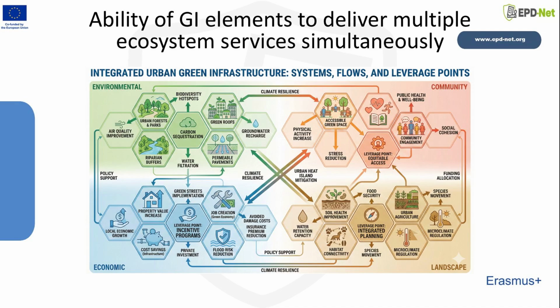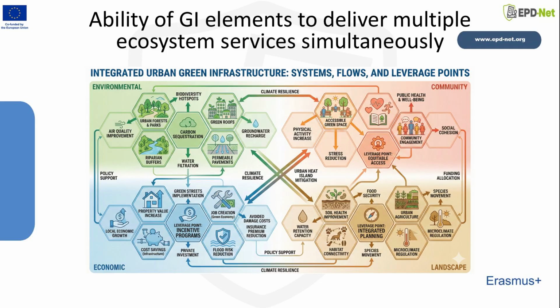This diagram illustrates how green and gray infrastructure function as interconnected subsystems within the urban landscape, linking environmental, community, economic and landscape dimensions. Whittam, in American Planning Association, 2016. The hexagonal structure highlights multiple elements, such as parks, trees, riparian buffers, storm sewers, green streets and natural lands, and shows how they interact to generate ecosystem services, social benefits and economic value.